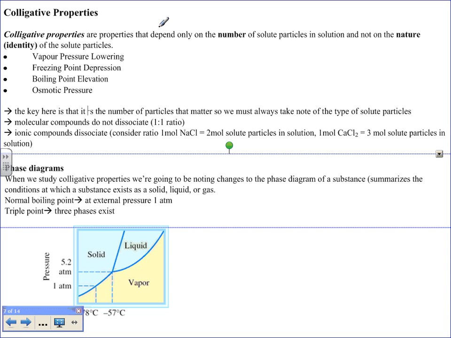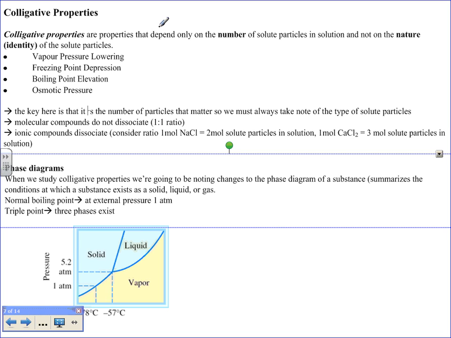Now, the last major topic in our study of advanced solutions is colligative properties. Colligative properties are ones that depend not on the identity of the solute particles being dissolved, but on the number of solute particles dissolved in a solution. The colligative properties are vapor pressure, freezing point, boiling point, and osmotic pressure.